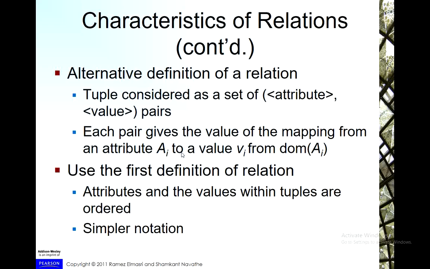We can say that a tuple is considered to be a set of attribute-value pairs. So they come together, they go together. You cannot break them up, because each pair gives the mapping of these attributes to their values in the domain.